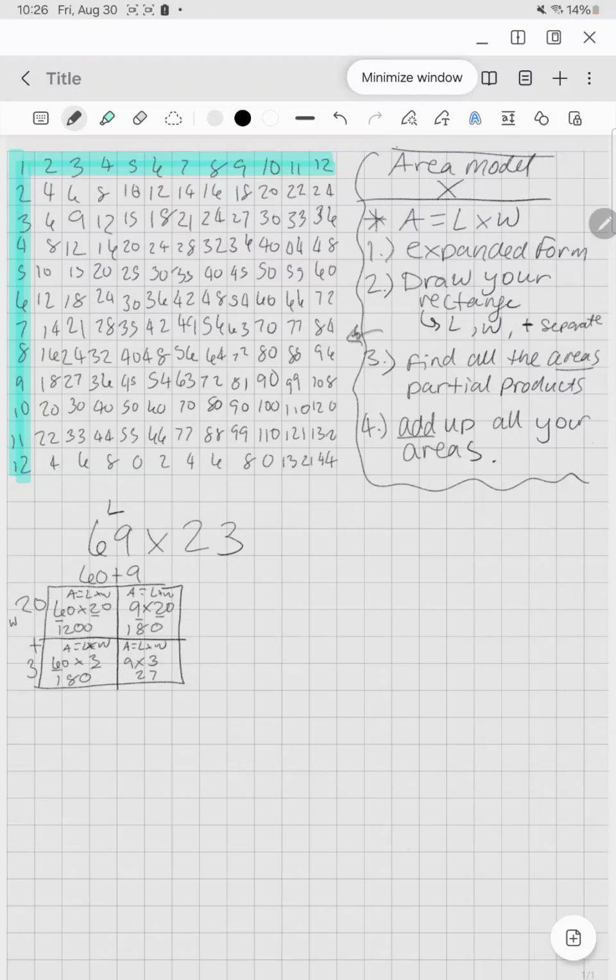And I like to stack it up big to small, but you can also add them up in groups. You can add this side and that side and add them up together. But I'm just going to stack up all the sides. So I go 1,200 plus I have 180.